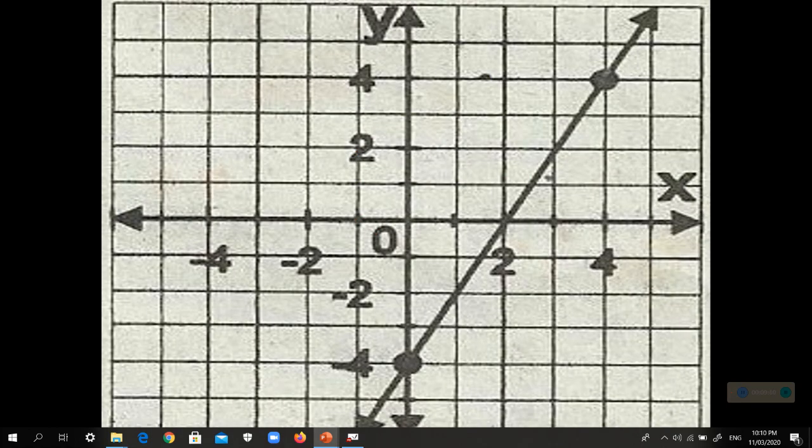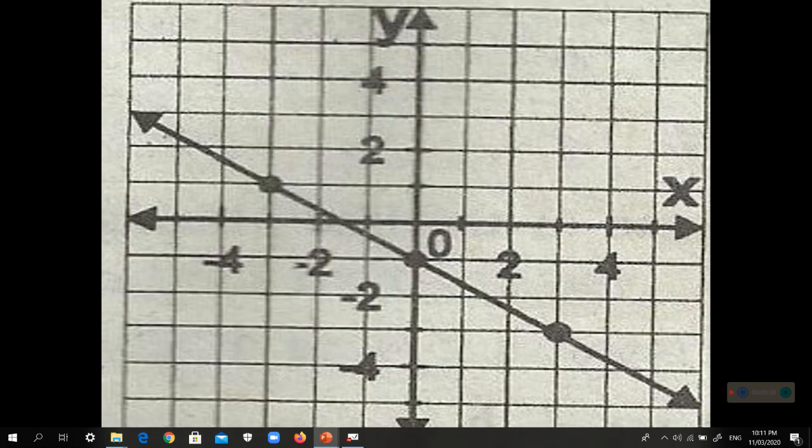Okay? How about this one? It seems a long line, but still you can count this one. So, we have here 1, 2, 3, 4, 5, 6, 7, 8 is our rise over our run, which will be 1, 2, 3, 4. So, we have 8 over 4. So, the slope is positive 2.